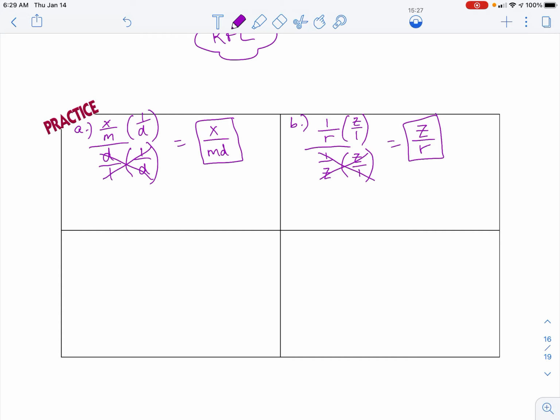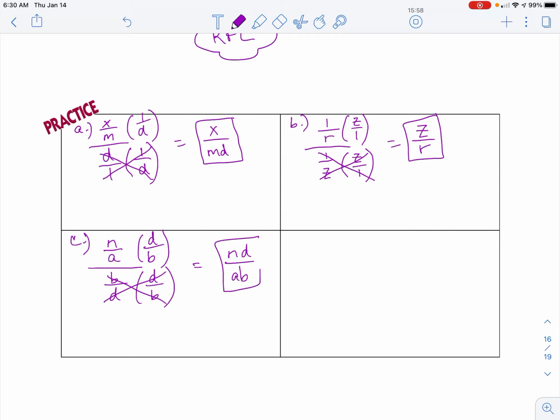If you would like to pause the video and work these out on your own and then come back and check just the answers, please feel free to do that. This is for your practice, but I want to make sure that you know that you have the right answers. So go ahead and feel free to do that. Letter C, same thing. We're going to multiply our denominator down here by its reciprocal so that we can wipe it out. Whatever we do to the denominator, we must also do to the numerator. That x's out. We end up with nd over AB.